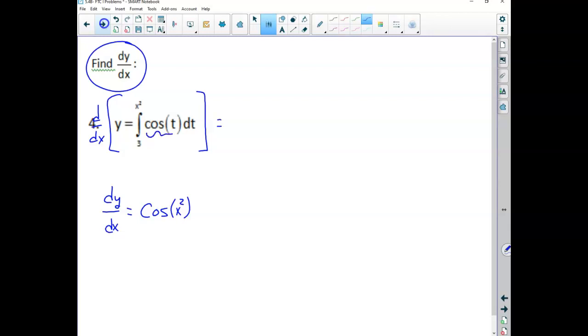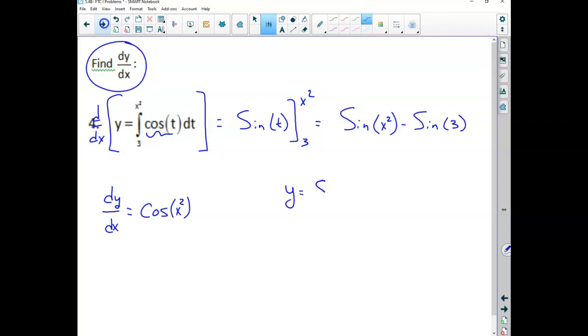What is my antiderivative of my cosine t dt? The derivative of sine is cosine, so this is going to be sine t. And we have to evaluate this from x squared to 3. So this is going to give me the sine of x squared minus the sine of 3. So y equals the sine of x squared minus the sine of 3.